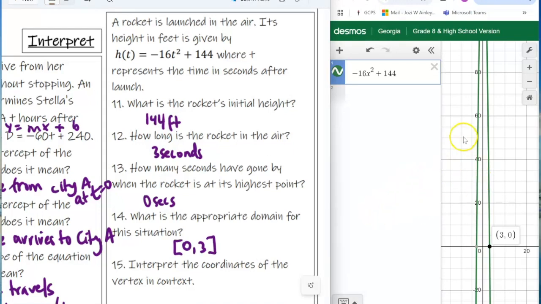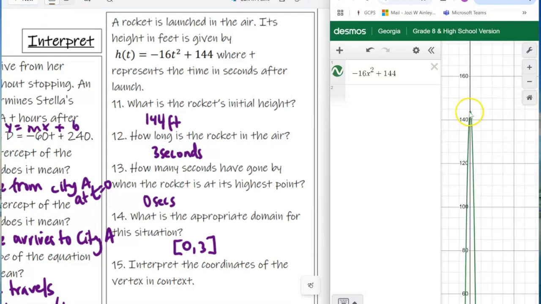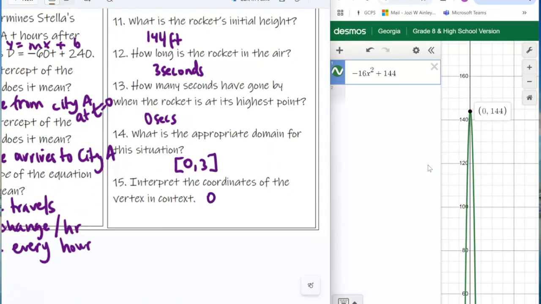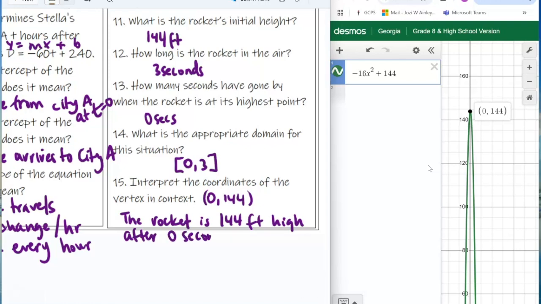Interpret the coordinates of the vertex in context. So what does (0, 144) mean? In the context of this problem, (0, 144) means the rocket is 144 feet high after 0 seconds. Okay, and that's pretty much it.